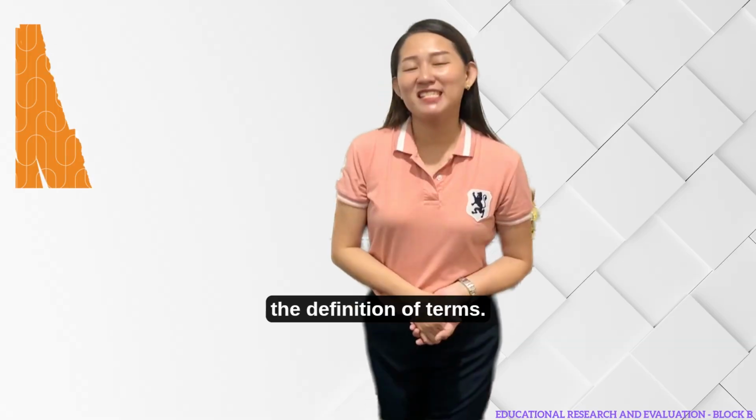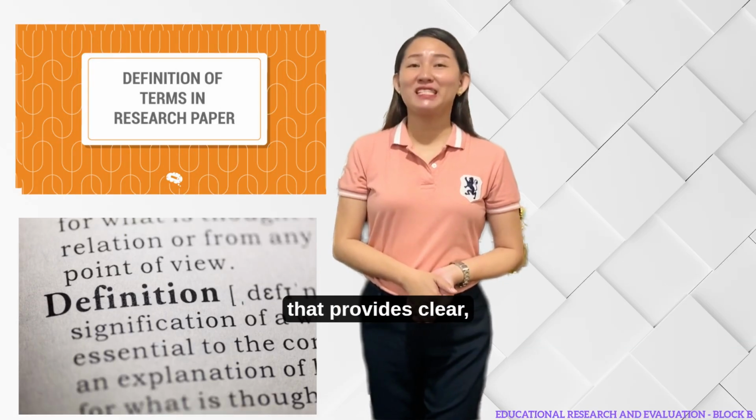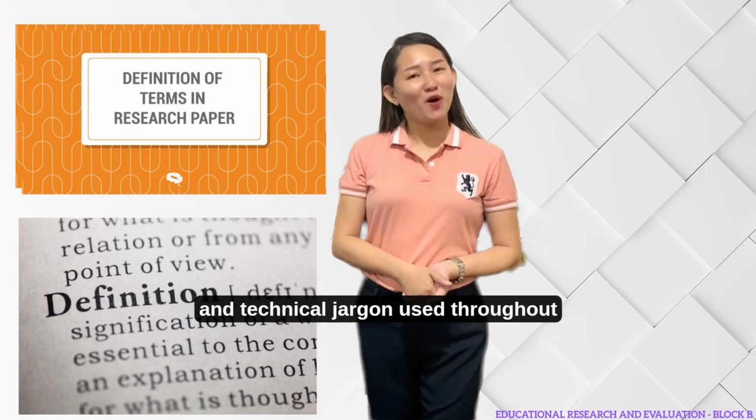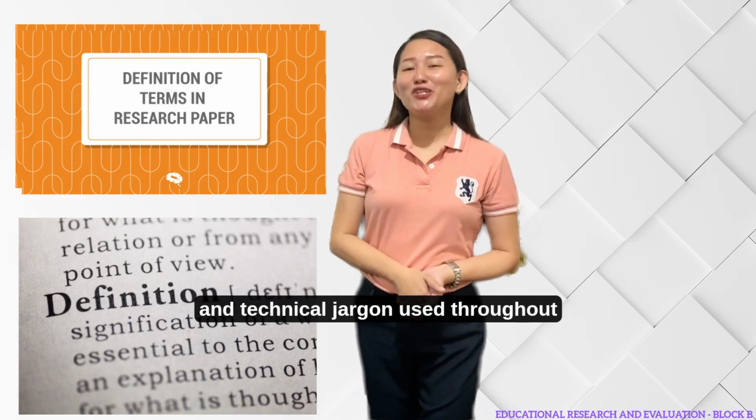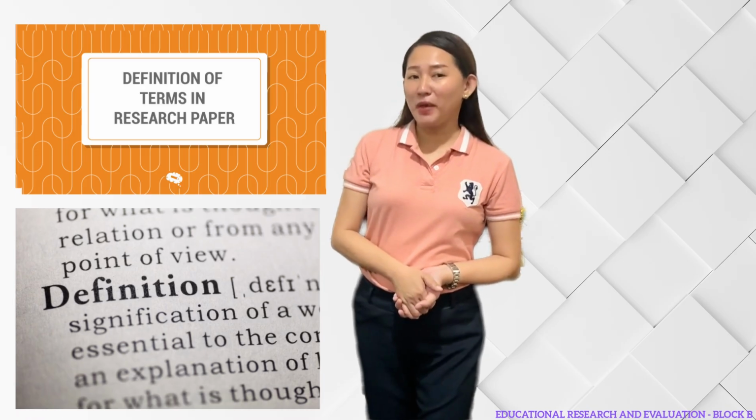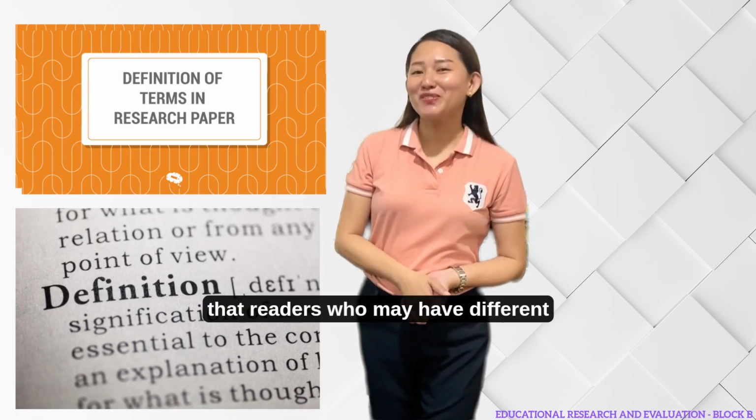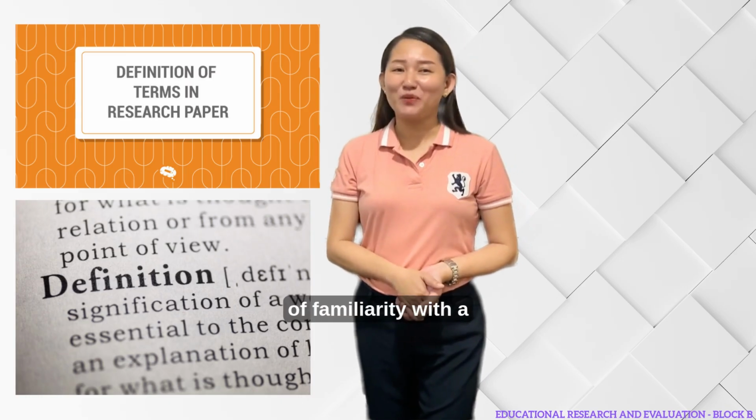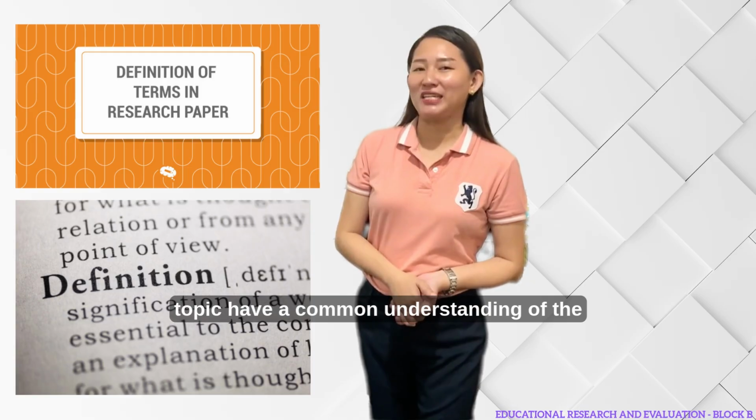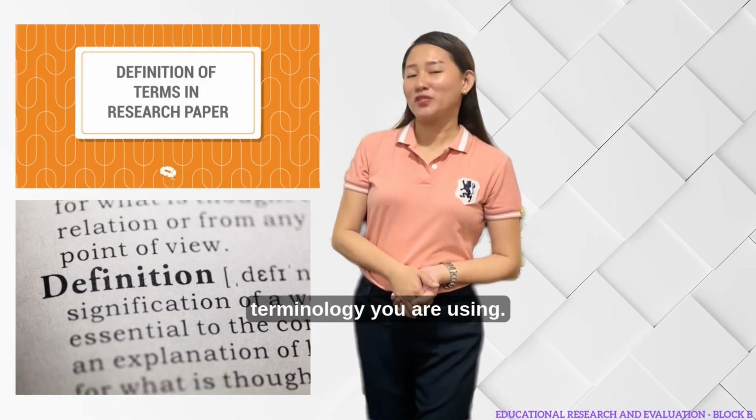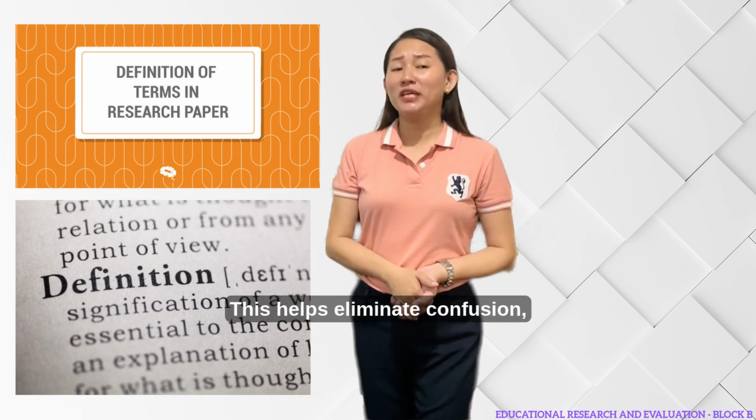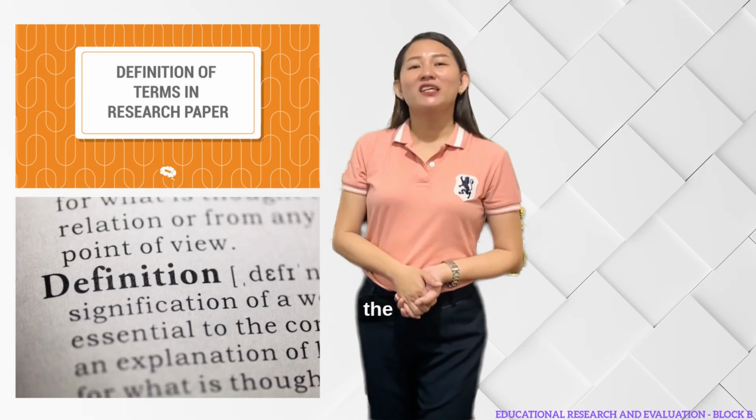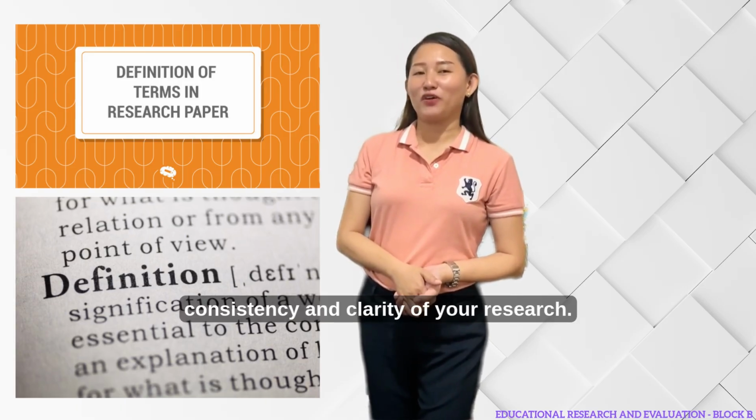The last part is the definition of terms, which provides clear, precise explanations of key concepts, variables, and technical jargon used throughout the study. Its main purpose is to ensure that readers who may have different backgrounds or levels of familiarity with the topic have a common understanding of the terminology you are using. This helps eliminate confusion, prevents misinterpretation, and ensures the consistency and clarity of your research.